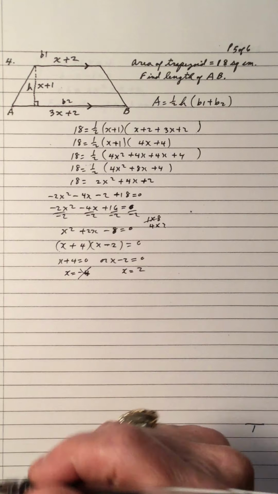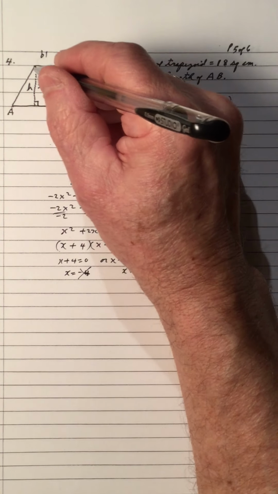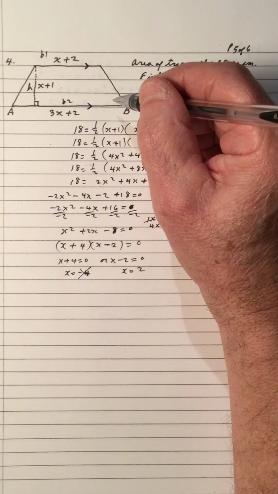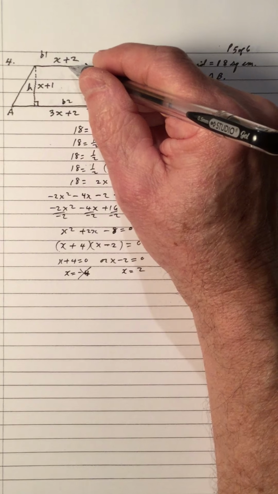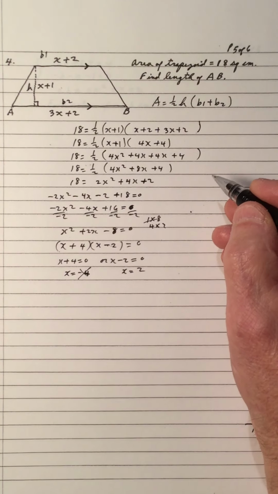Negative 4 could fit if it made the length of this side positive, made the length of this side positive, and made this side positive, then I could use it. But when you sub it in and it makes the length negative, you can't use it. So that means x must be 2.